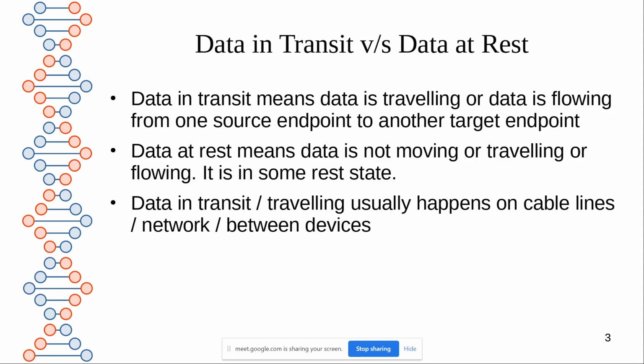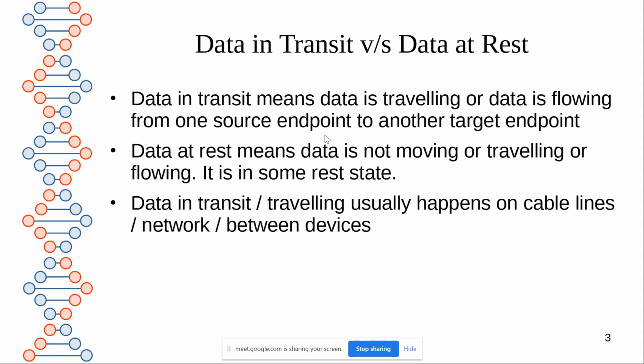But before you made a request, the data was already there on the server. That means data is resting on the server. And once you transfer the data, you move the data, or whatever you do over the network, that is the time data is in transit. So data in transit means data is traveling or data is flowing from one source endpoint.